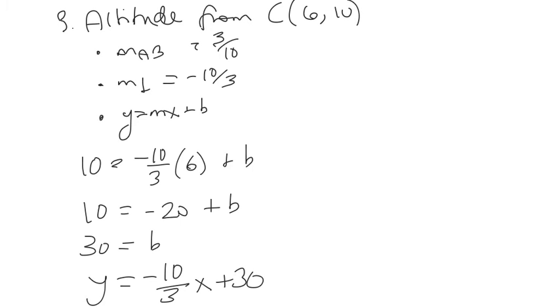Now if I recall, that's the same altitude that I calculated in the last lesson because I used the same points, but it doesn't matter. I wanted to go through the steps and make sure that this is okay. So now I have the altitude from C, and I'm ready to go on to the next step.